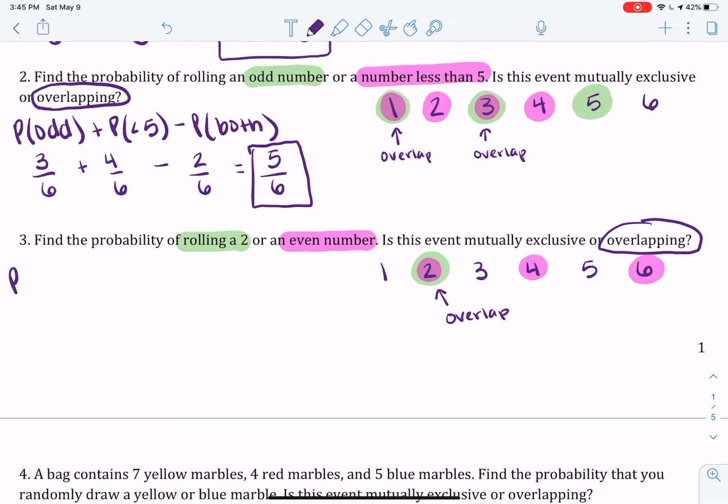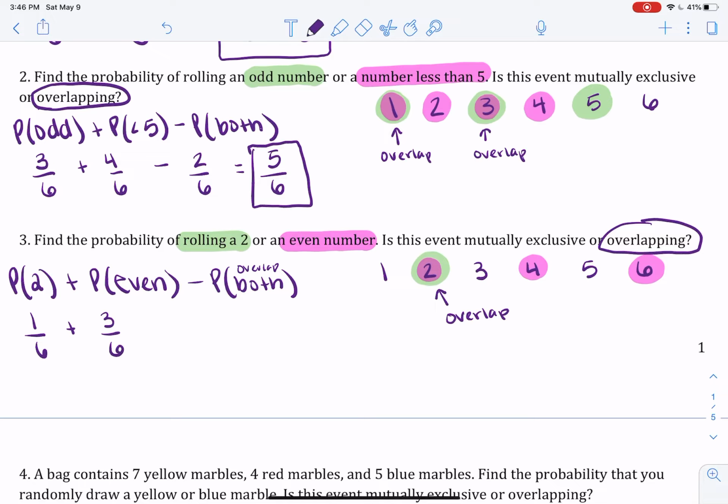So we need to take the probability of rolling a 2 plus the probability of rolling an even number minus the probability that both of those things happen, or the overlap. Okay? So the probability we roll a 2, well, that's just 1 out of 6. Plus the probability it's even. Okay, well, we've got 1, 2, 3 numbers that were even out of 6. Minus, we had 1 overlap right there, the even 2. So 1 plus 3 is 4, minus 1, so that'd be 3 out of 6, which we could simplify to be 1/2.